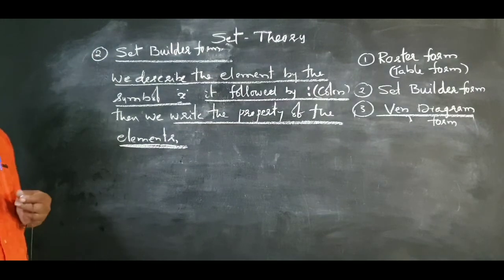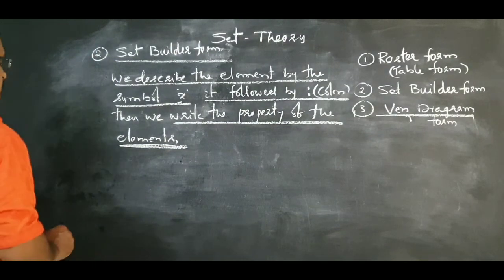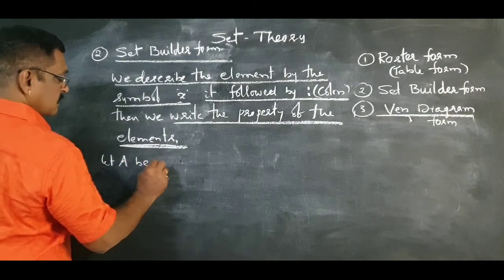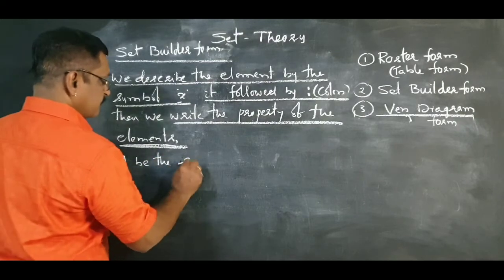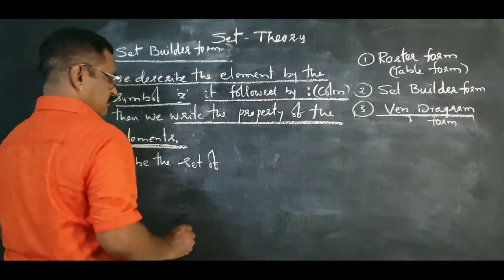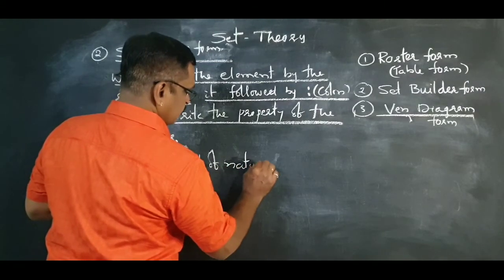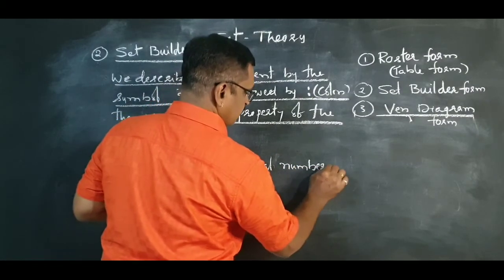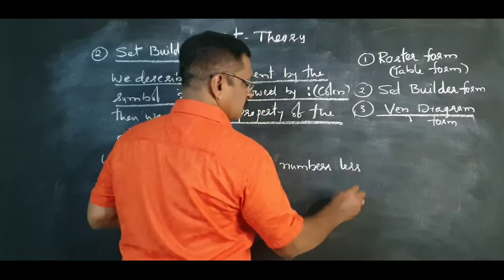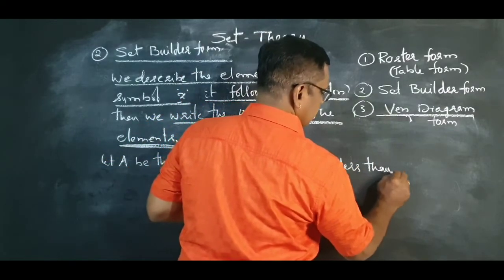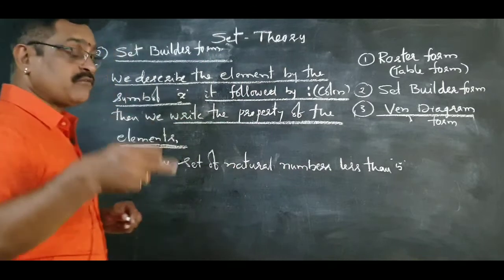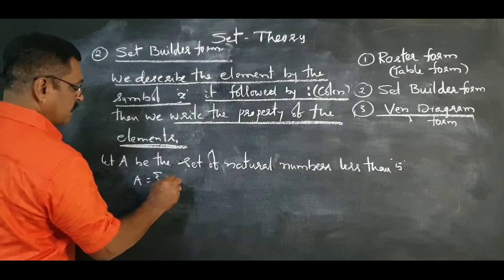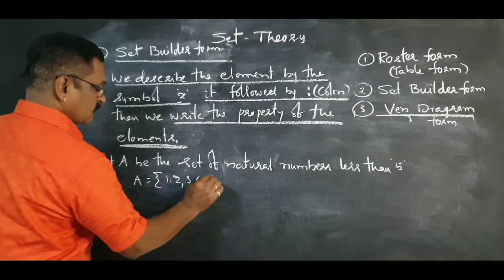For example, let A be the set of natural numbers less than 5. Already we know the roster form of the set A is equal to 1, 2, 3, 4.